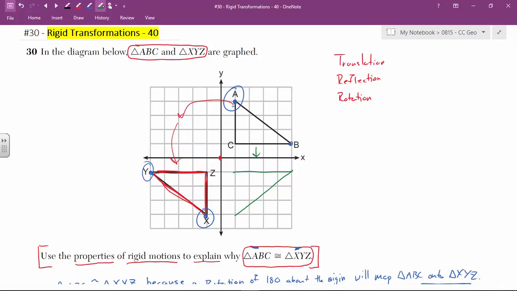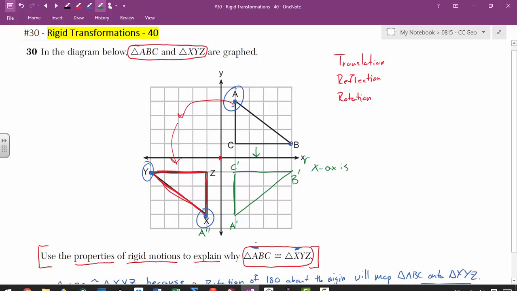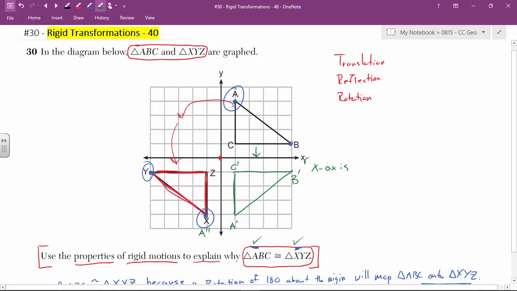and then he persisted and he told me, well, look, I'm going to reflect over the x-axis. So C prime will be here, A prime will be there, and B prime will be there. So we have a reflection about the x-axis. And then I'm going to reflect over the y-axis. And when he reflects over the y-axis, A double prime lands on X, which is what they needed. C double prime lands on Z, which is what they wanted. And B double prime will land on Y.